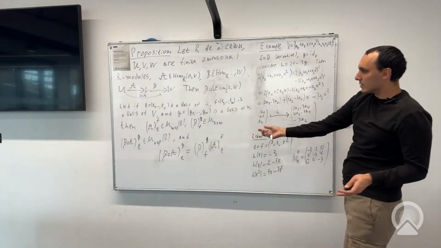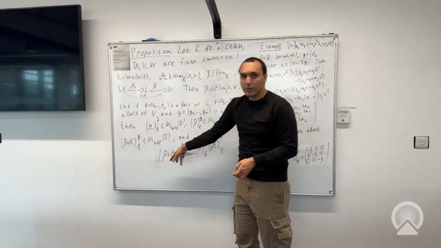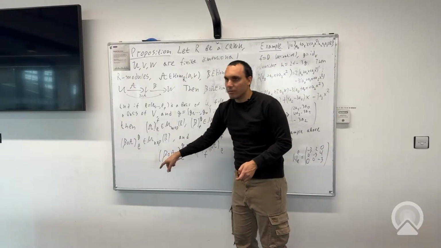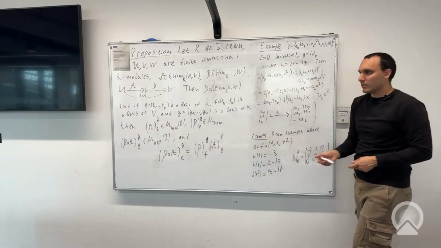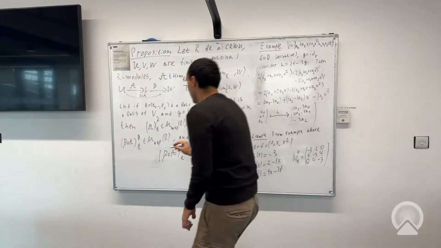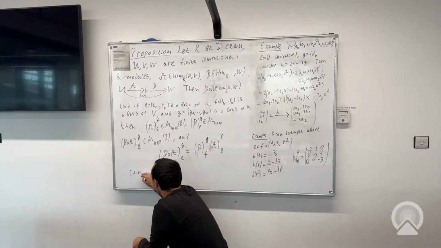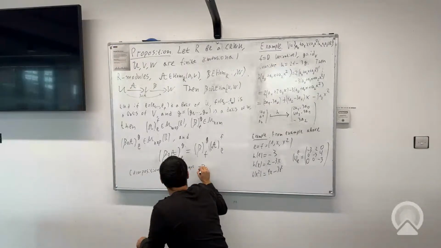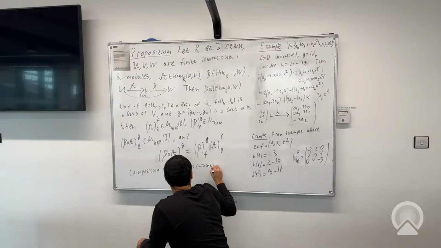So what does this tell us? That if you have chosen bases, a composition of operators corresponds to multiplication of matrices. So composition of operators, of linear maps, is like matrix multiplication, but only in the finite dimensional case.